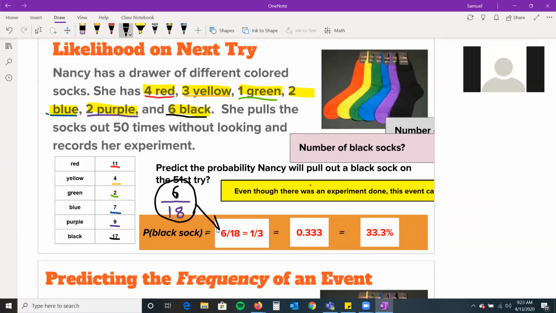Okay, and that's where we get this little flow chart here. 6 out of 18. We can simplify that to 1/3, which equals 0.3333. And as a percentage, that's 33.3 repeating percent. Okay, so a third chance of getting a black sock. So a pretty good probability, right?